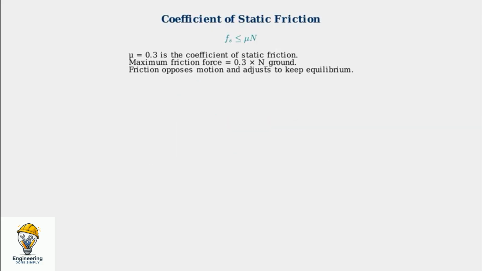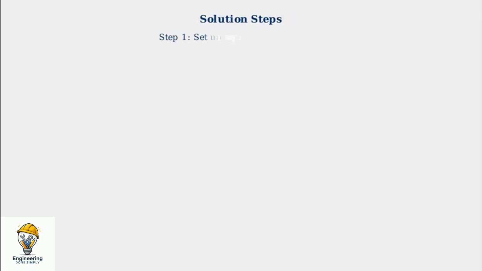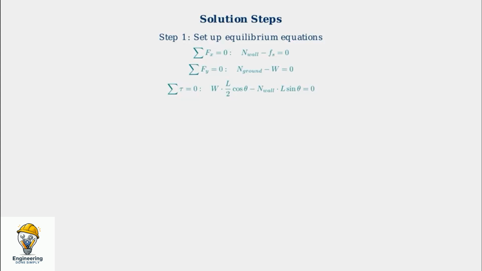The coefficient of static friction mu equals 0.3. The maximum static friction force is mu times the normal force from the ground. Friction will adjust up to this maximum to prevent sliding while maintaining equilibrium. For equilibrium, we have three equations. Sum of forces in X, wall normal equals friction force. Sum of forces in Y, ground normal equals weight. Sum of torques about the base, weight times half length cosine theta equals wall normal times length sine theta.